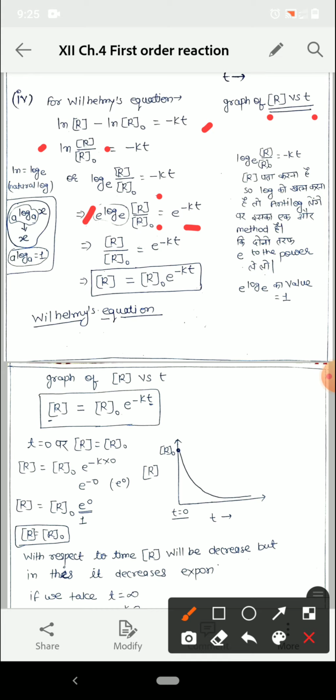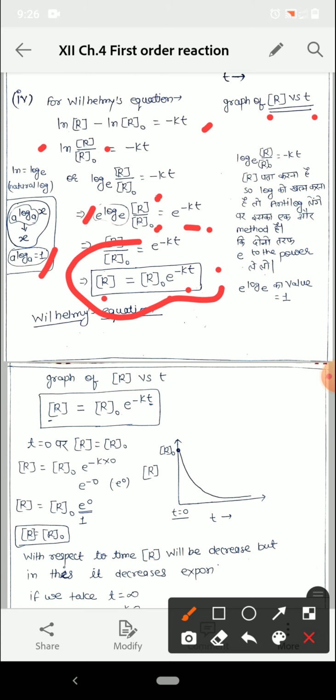यू नो दैट e टू द पावर log e इज 1. उसकी वैल्यू क्या होती है? 1 होती है. दैट टाइम इट इज r अपॉन r नोट हो गया e टू द पावर माइनस kt. सो नाउ वी कैन राइट हियर r इज इक्वल टू वॉट? r नोट e टू द पावर माइनस kt.